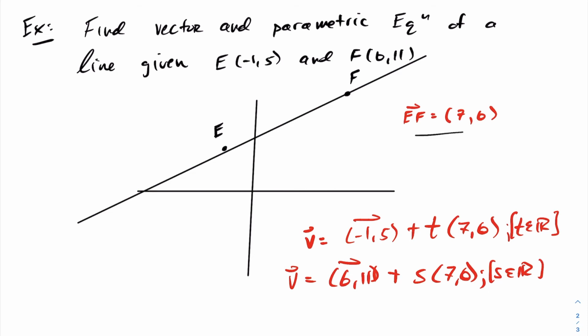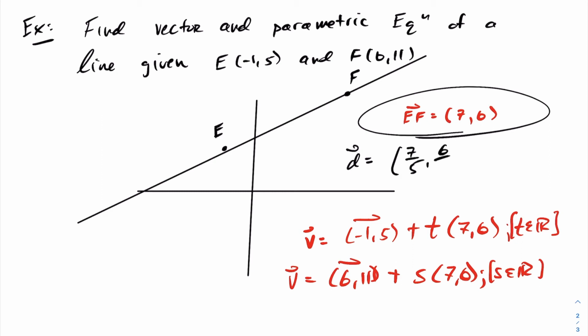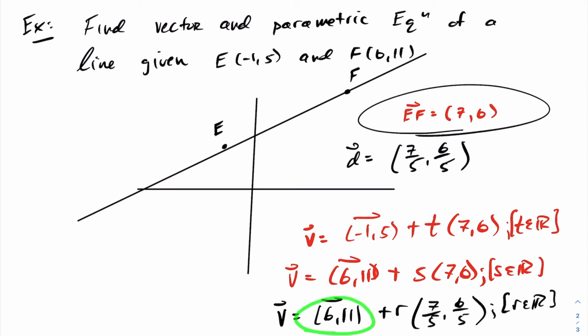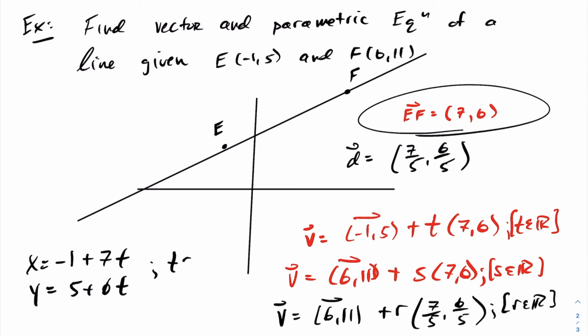Notice that the direction vector is not unique. You can take any scalar multiple of this direction vector and it'll still generate the equation of the line. I could define my direction vector, for instance, to be (7/5, 6/5), in which case one possible equivalent vector equation would be (6, 11) plus any multiple of (7/5, 6/5). Also notice the parametric equation of this line, referencing this equation, would be x equals -1 plus 7t and y equals 5 plus 6t, where t is any real number.